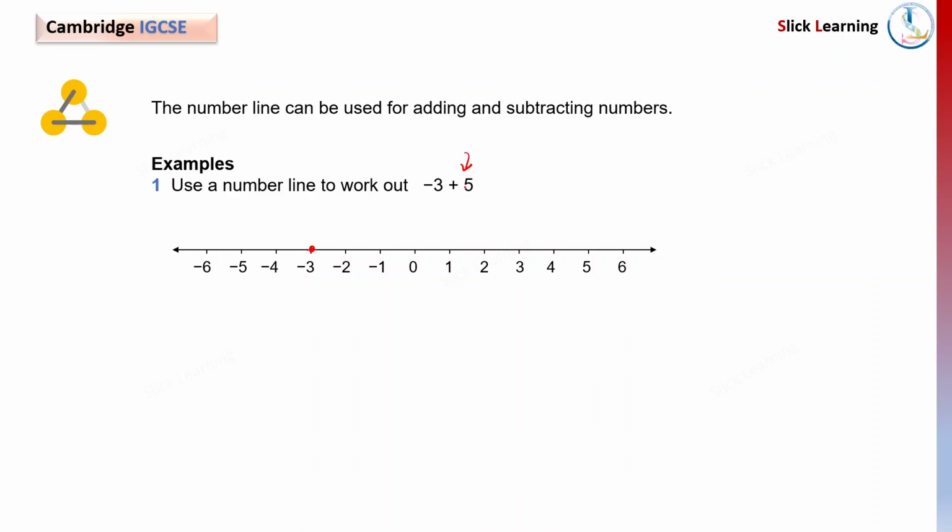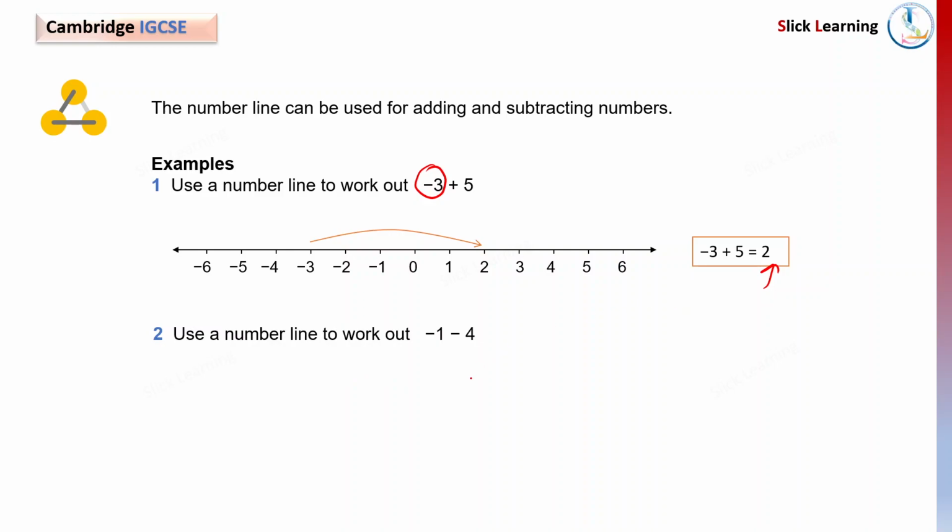Here it's a positive 5, so that is why we will go 5 steps to the right. So 1, 2, 3, 4 and 5. So finally we reached 2 after moving 5 steps from minus 3. So if you add these two numbers, minus 3 and 5, you get the result, that is 2. Let's see the next example we have.